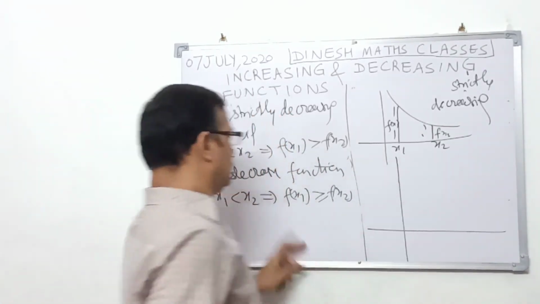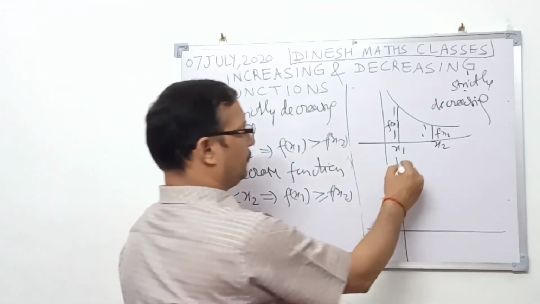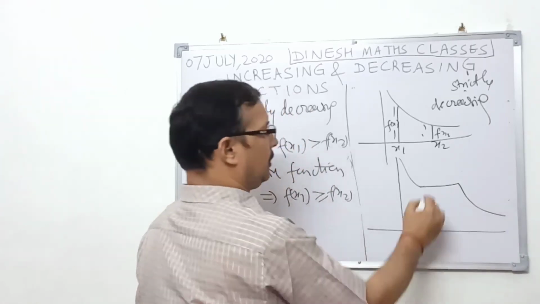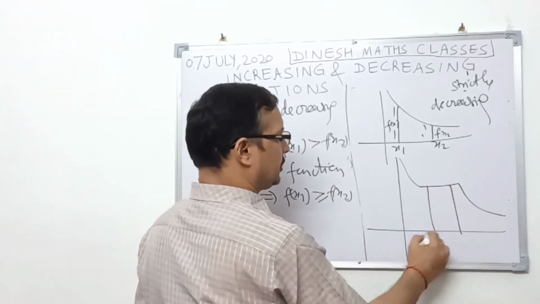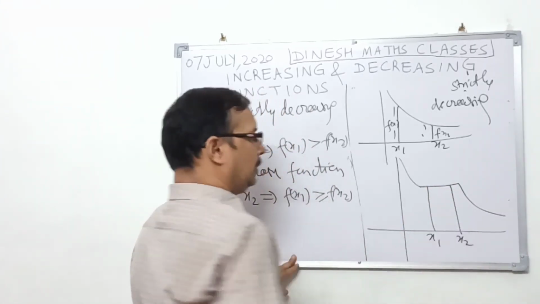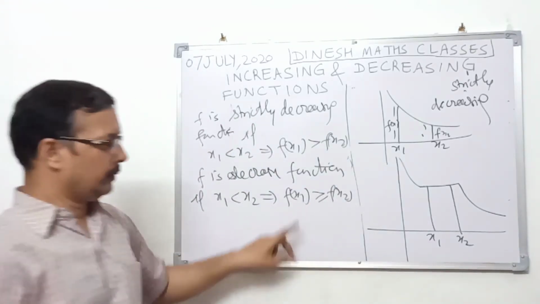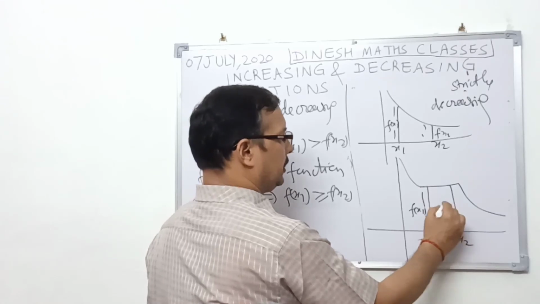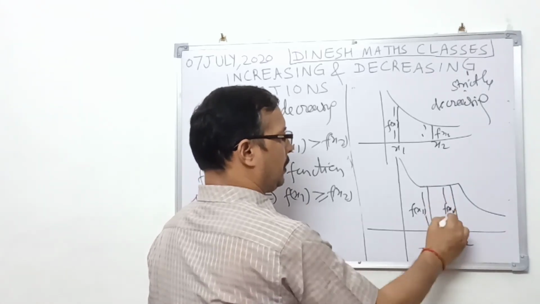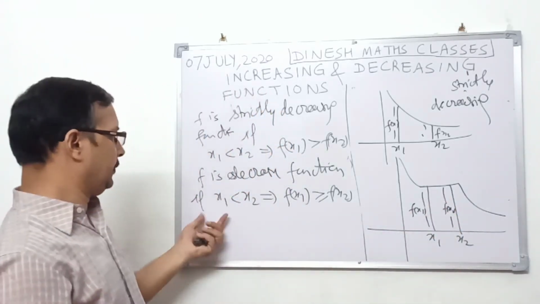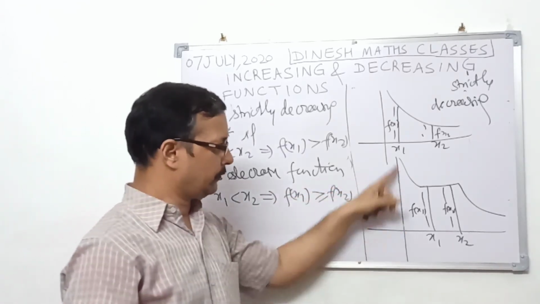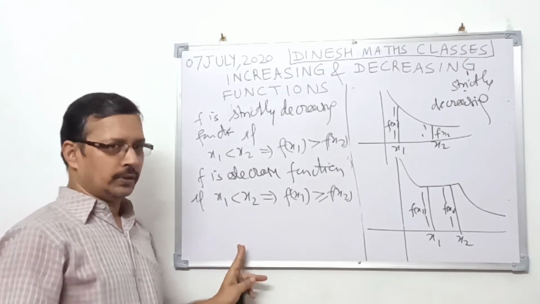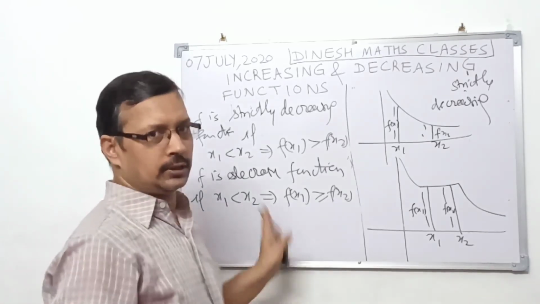For a decreasing function, the graph is falling, then becoming constant for some time, and then again falling. If you take points in this region like x1, x2, then clearly f(x1) and f(x2) will be equal. This height is f(x1) and this height is f(x2). They are equal. But if you take points in the region where it is falling, then they are not. So this is the concept of increasing and decreasing functions. So that's all in this video.